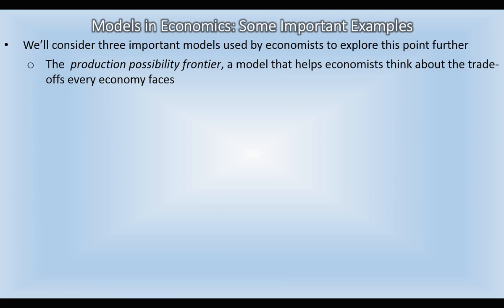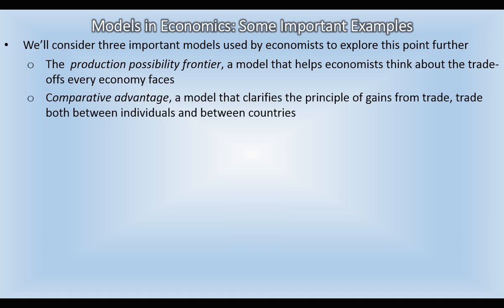The first one is called the production possibility frontier, and it's exactly what the name would suggest. It's a model that tells us how much can be produced in a very simplified economy that we'll be looking at. It helps economists think about the trade-offs that every economy makes when thinking about how much to produce. In order to produce one thing, you have to produce less of something else.